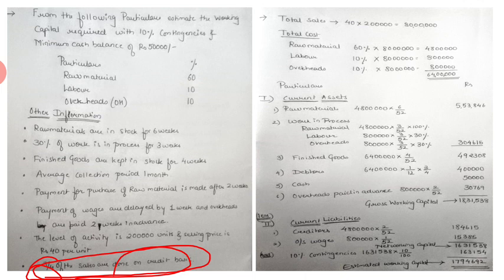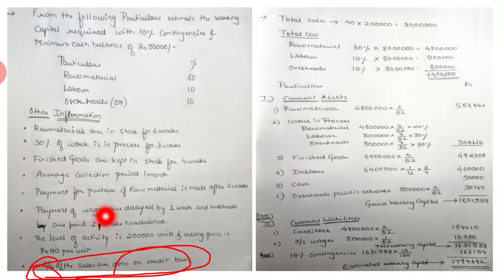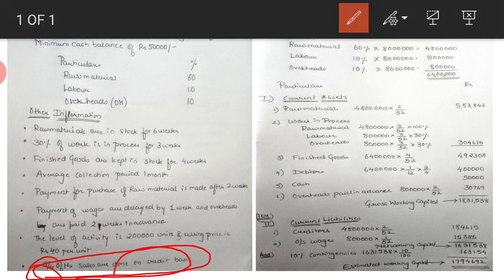First thing that we need to do is, we have been given the selling price per unit, that is 40 rupees. 40 rupees is the selling price per unit, and the units sold are 2 lakh units. That means the level of activity is 2 lakh units and selling price is 40.